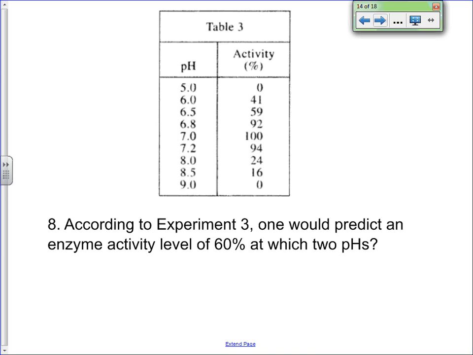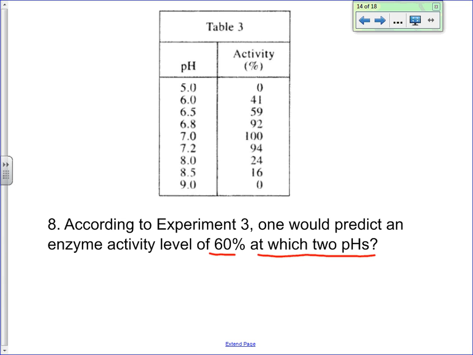All right, question 8. According to experiment 3, one would predict an enzyme activity level of 60% at which two pHs? Now, our answer should be a pH or an activity percentage. A pH. So it's saying one would predict an enzyme activity at which two pHs. We're actually going to get two of these. We need two pHs, but we're looking for where the activity level would be 60.